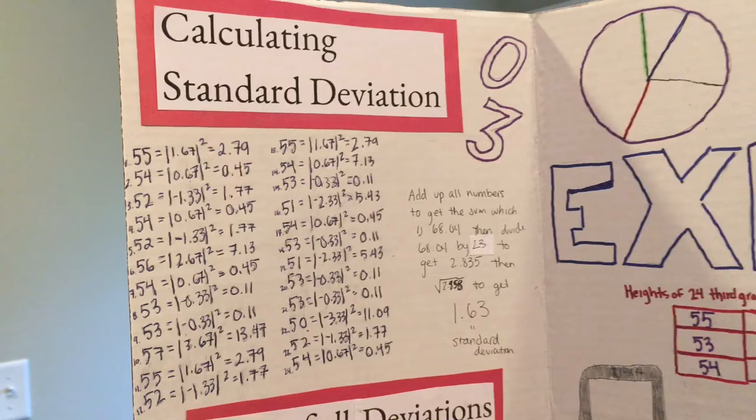So we divided 68.04 by 23, which came out to 2.958. This is the population variance. Then we took the square root, which is 1.63.